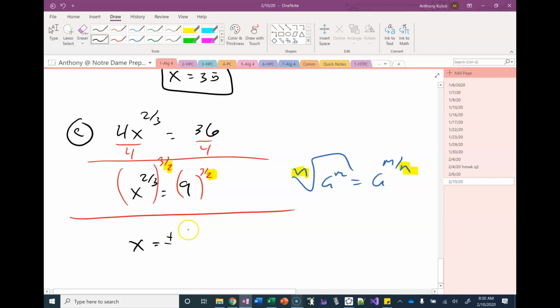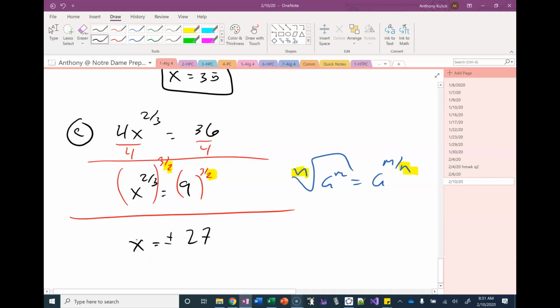If I did the 9th root, or I'm sorry, if I did 9 to the 3/2, I get 27. I did that in my head, aren't you impressed? It's not that bad. 9 is 3 squared. 2 times 3/2 is just 3. So 3 to the 3rd is 27.